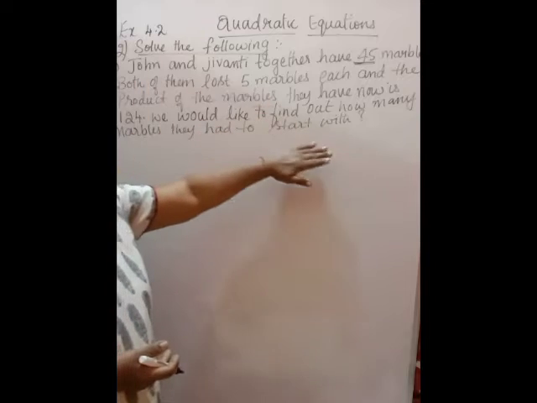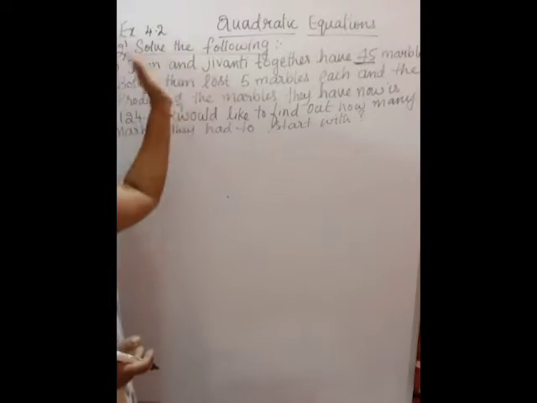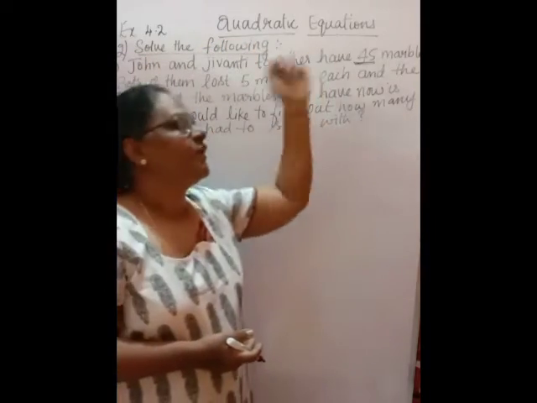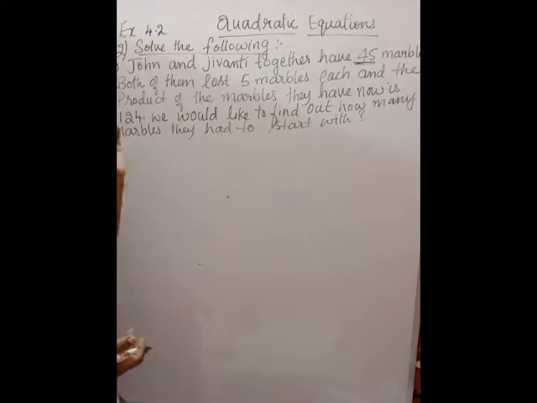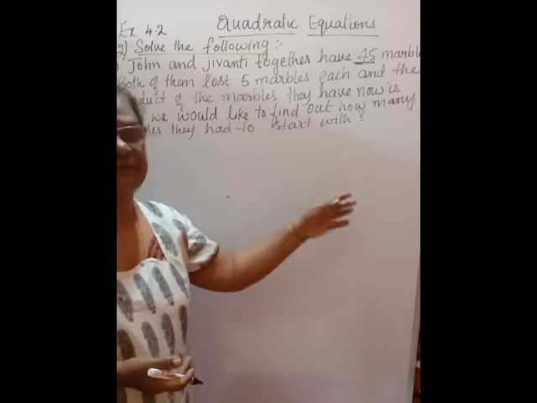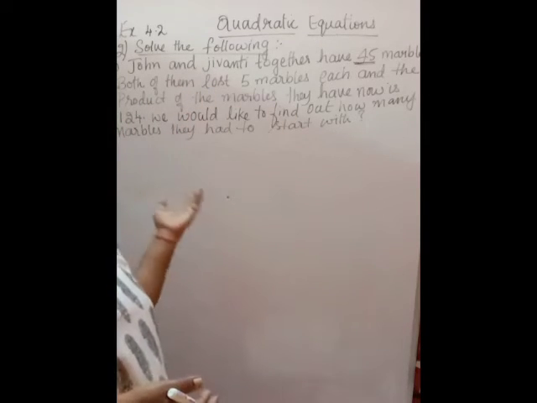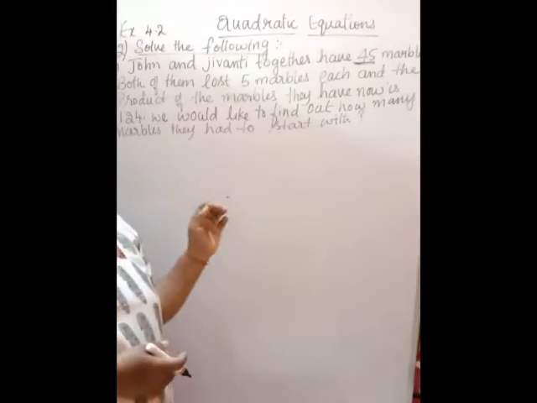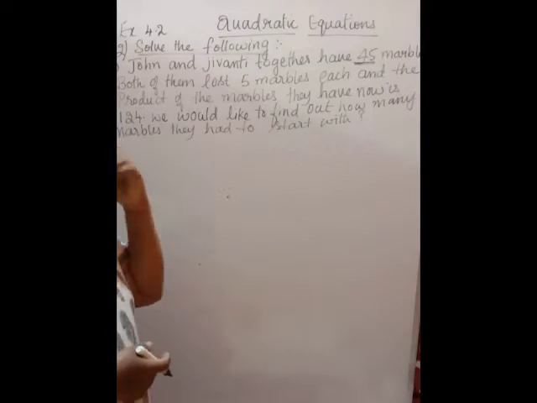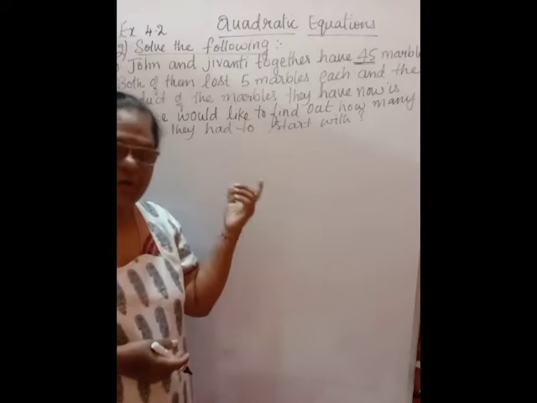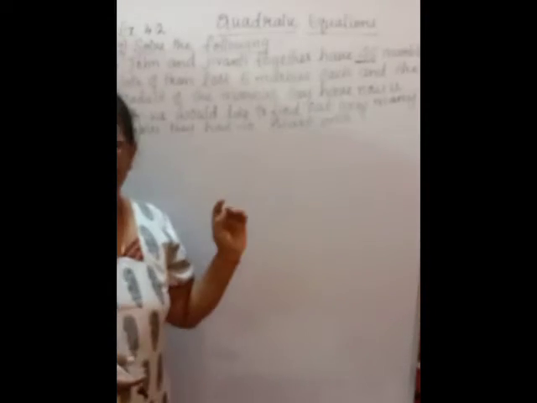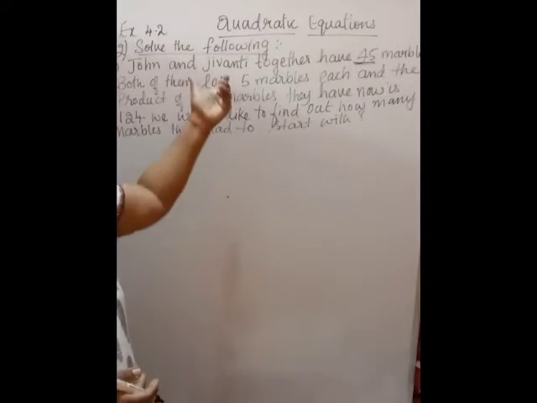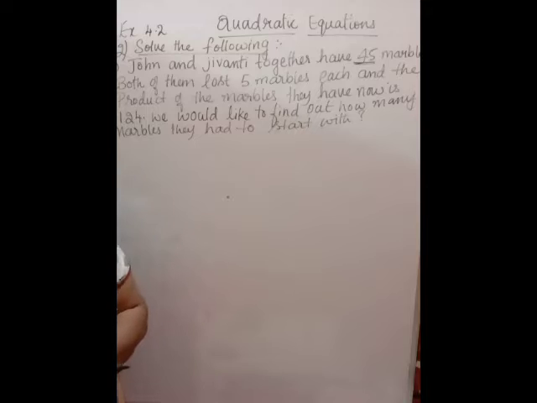First, you should understand the problem. If you add the marbles with John and Jivanti, you get 45. After that, both of them lost 5 marbles. Jivanti lost 5 marbles, John also lost 5 marbles. After losing 5 marbles, whatever marbles remain, if you take the product, it will be equal to 124. Now you have to find how many marbles John had and how many Jivanti had.